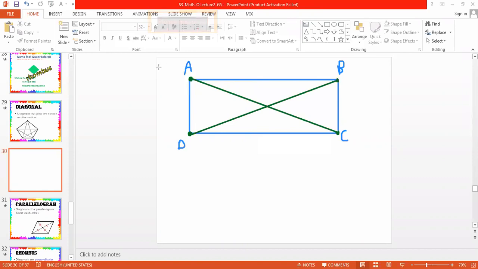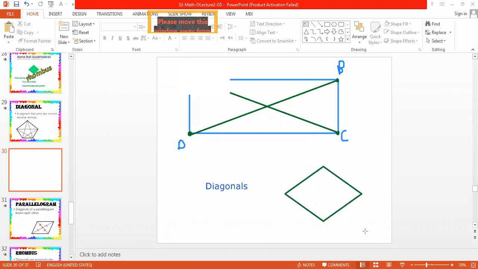What do we call these lines? Diagonals. What are the diagonals? It's when I join the vertices with each other. When I join the vertices with each other, it's called a diagonal. Is it clear? Okay.